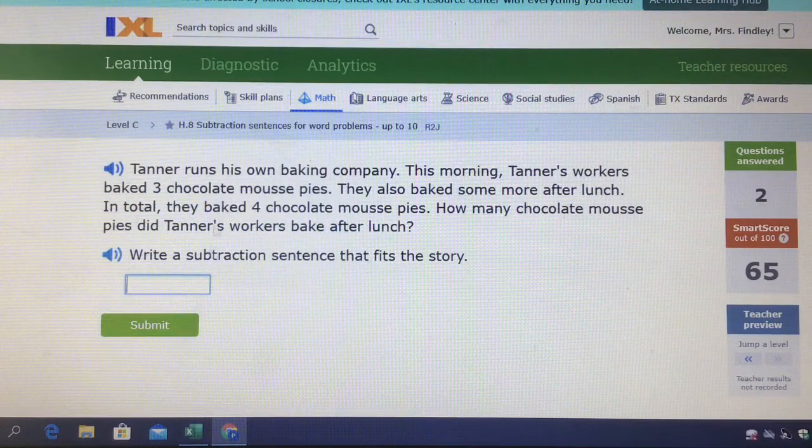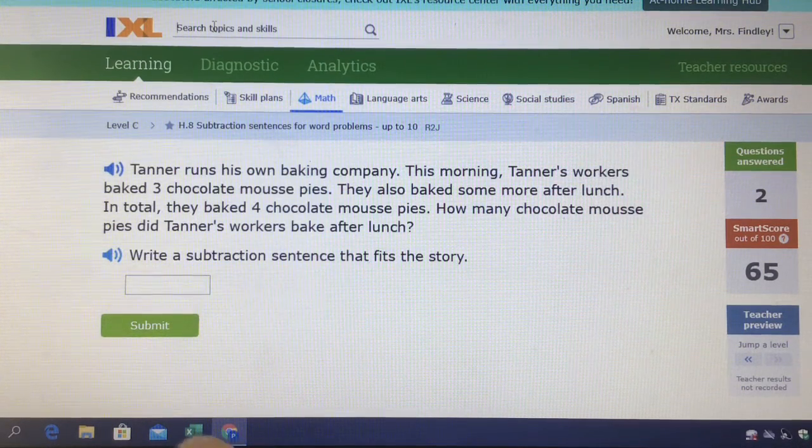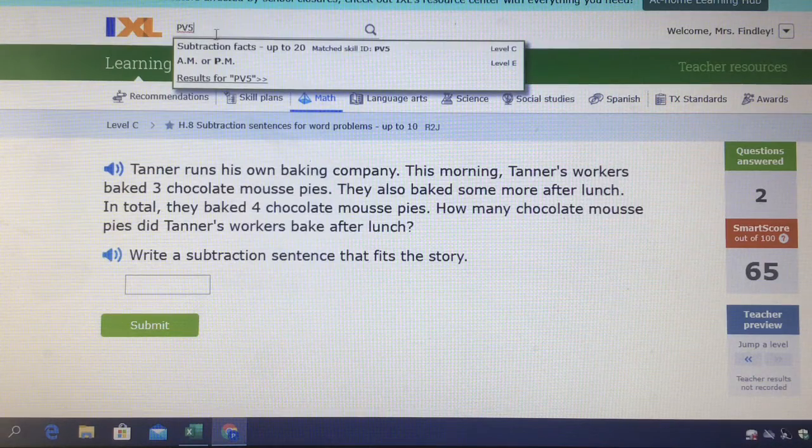All right, so we're going to go ahead and move on to our next skill for today's practice, and that is going to be PV5. P as in Paul, V as in Victor, 5.